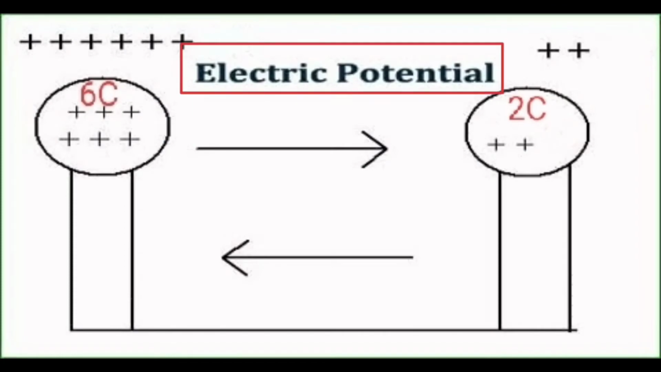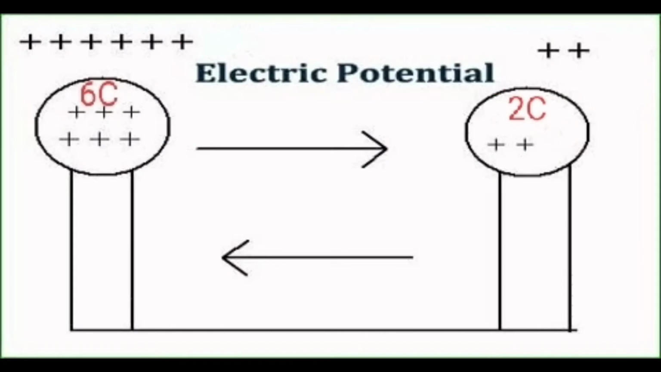Electric potential. Suppose I want to move a 2 coulomb charged body towards a 6 coulomb charged body. Here there is a force of repulsion. To move the 2 coulomb charge, I need to do some work against the electrostatic force. At any point, my work is converted into potential energy at that point.